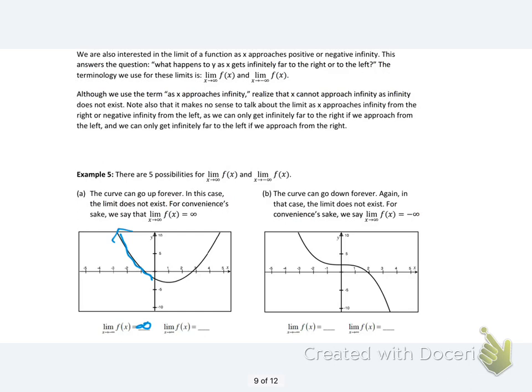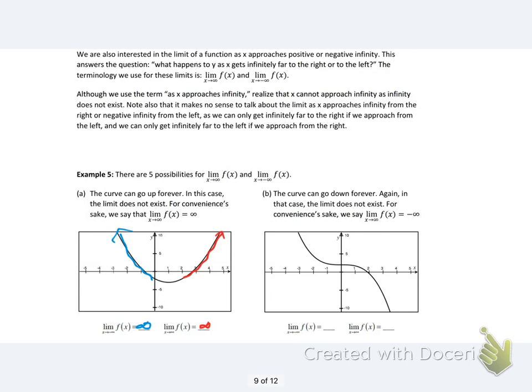When I go to the right, to positive infinity, hey, look, that's also going up. So because that's also going up, that's also going to positive infinity. Remember, your output is the y value. And if it goes up forever, that's what you're putting, even if it's to the left.